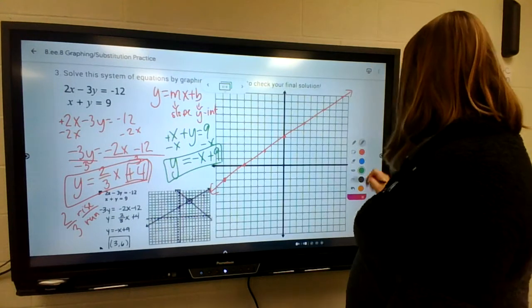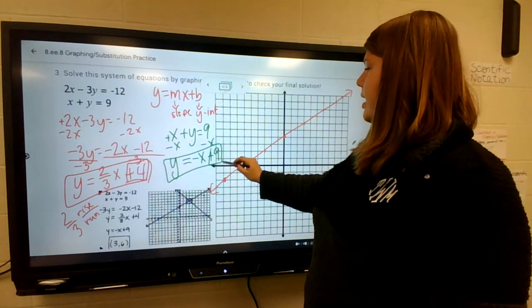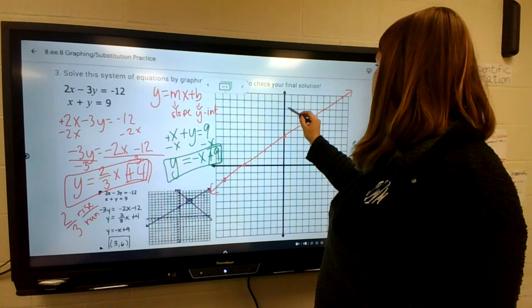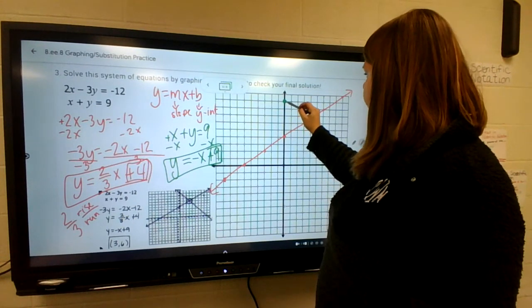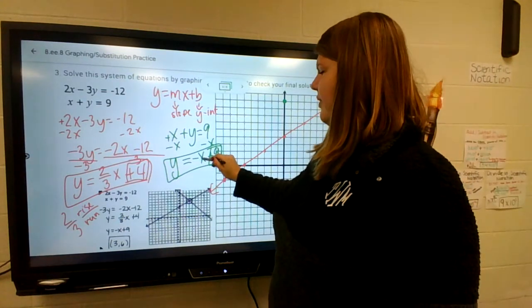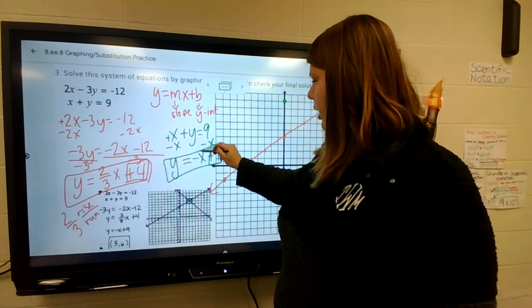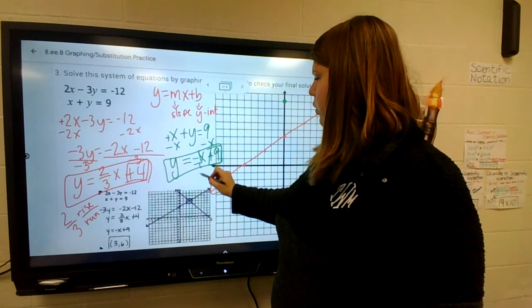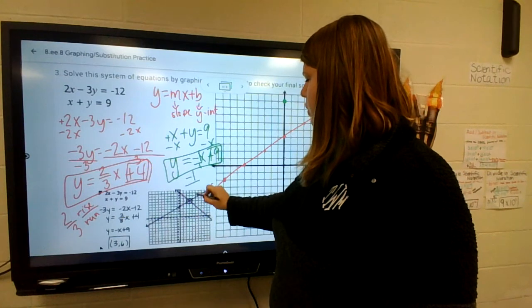Next, I'm going to graph that green line. Again, y-intercept is a positive 9. So 1, 2, 3, 4, 5, 6, 7, 8, 9. There's my starting point. And my slope here, remember, if there's no number, we can put a 1 there. So negative 1, but I need it to be like a rise over run. So I can put that over 1. So my slope here is negative 1 over 1.